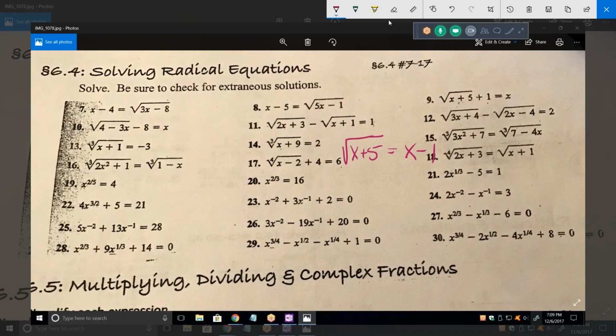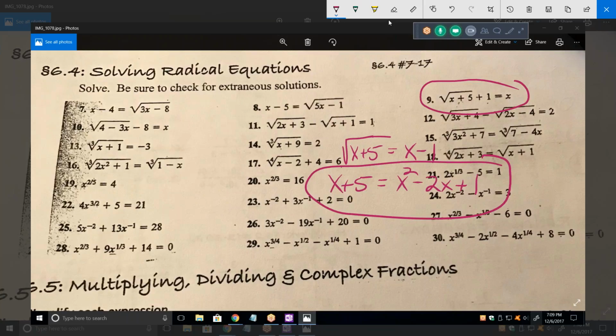Then you have to square both sides. So what's the next line? So x plus 5 equals x squared minus 2x plus 1. There you go. Now you got a quadratic. We're going to solve it just like we did the other. I'm going to move everything to one side, factor it, come up with solutions, test both solutions, throw out the one that doesn't work.